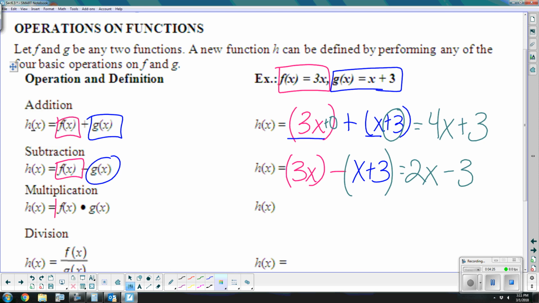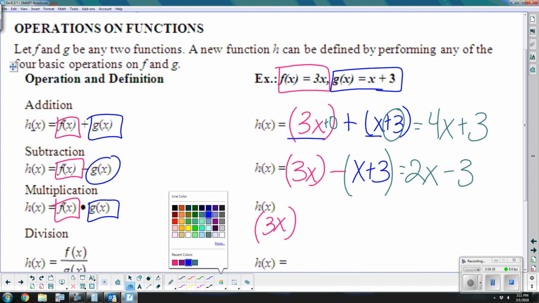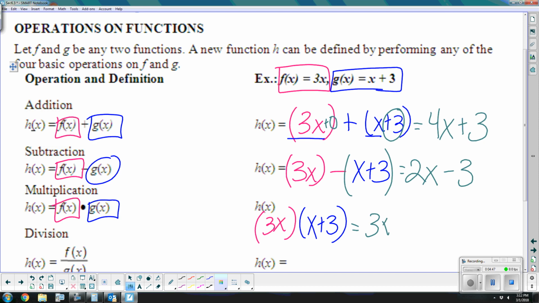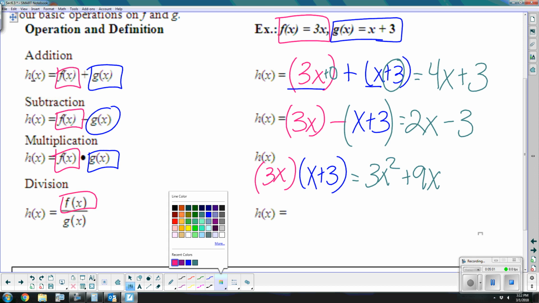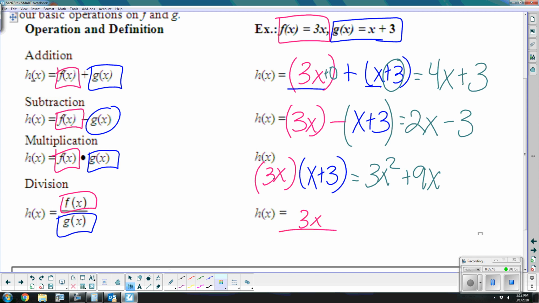We can also do multiplication as an operation. So that's f of x times g of x. Again, f of x is 3x, and now we're going to multiply by x plus 3. When we multiply 3x times x, we get 3x squared. 3x times 3 is 9x. And then lastly, we can use the operation division, where we have f of x divided by g of x. So f of x is 3x, and we're dividing that by g of x, which is x plus 3. We can't simplify that, so that's as far as we can go. This would be our final answer for h of x using the operation of division.